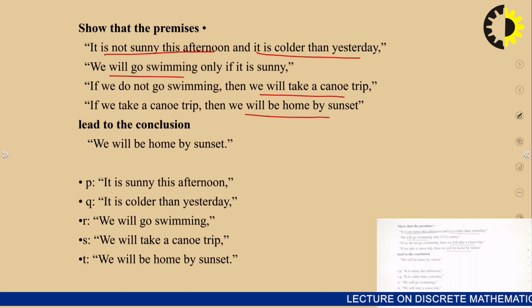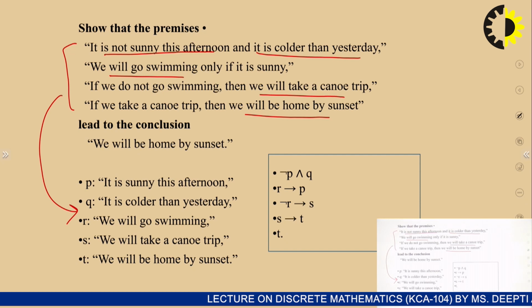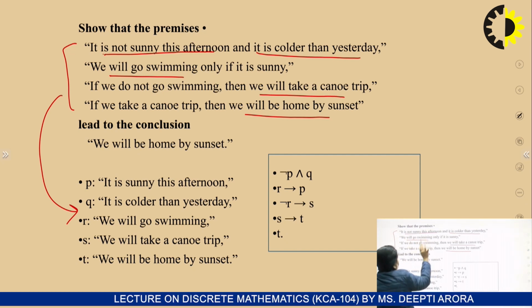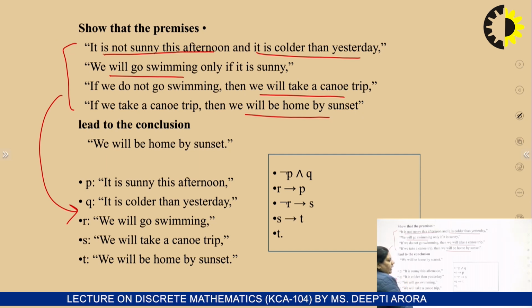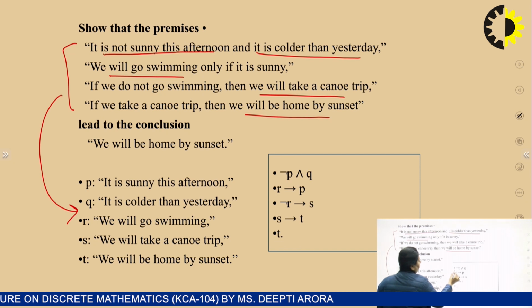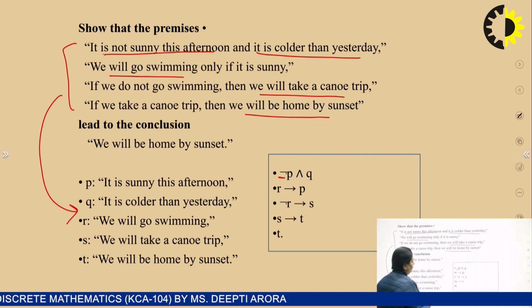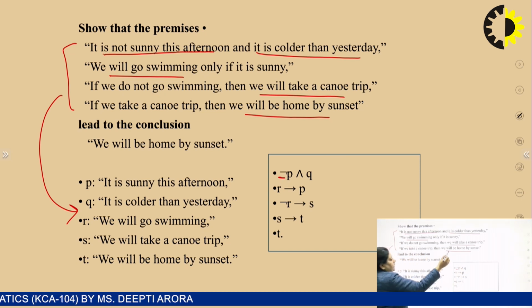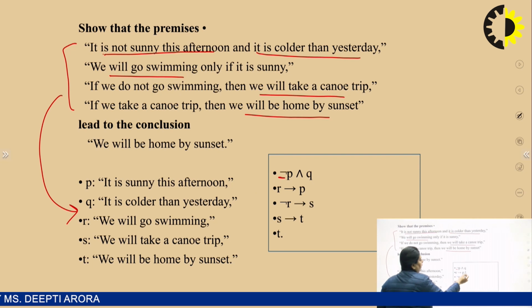How can we write these statements using these premises? See. Negation of P: it is not sunny this afternoon. We have taken the premise it is sunny this afternoon, so we have negated it, not of P. Then and, put the sign of and. It is colder than yesterday. Simply we have taken it is colder than yesterday, and we have put the Q premise here.